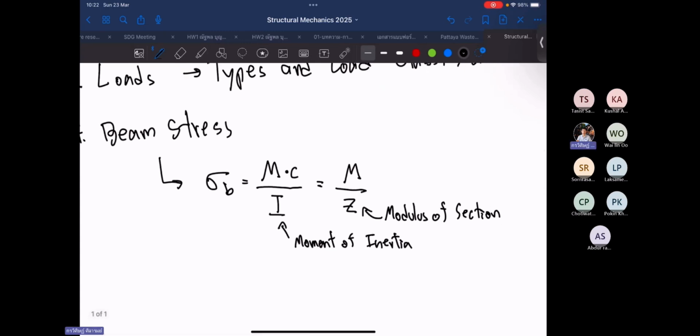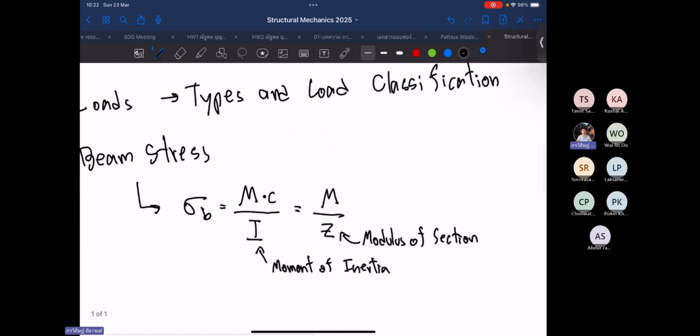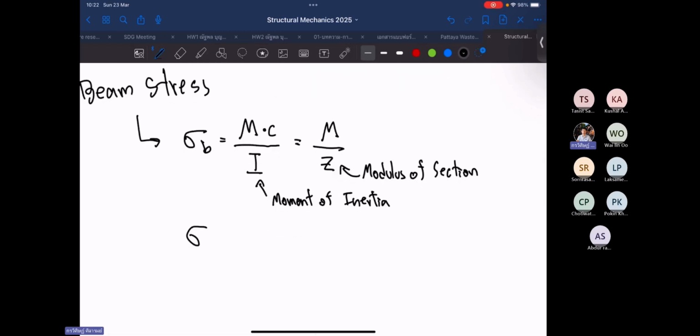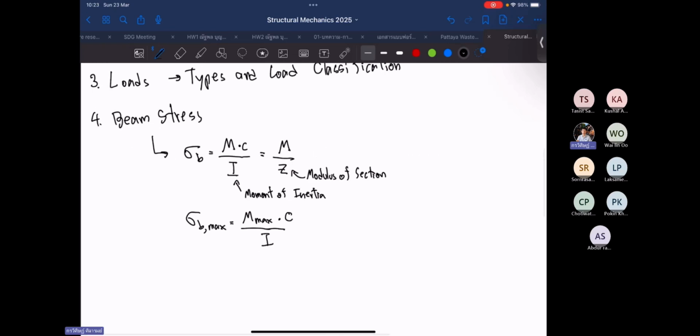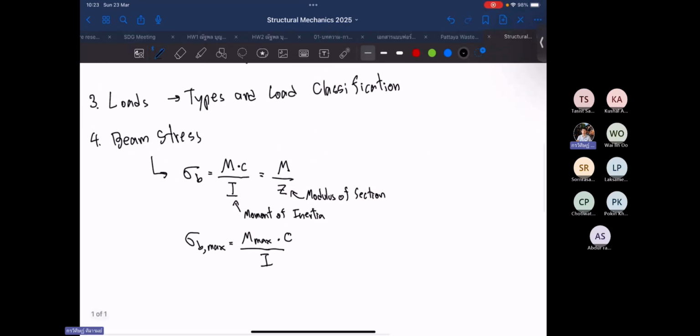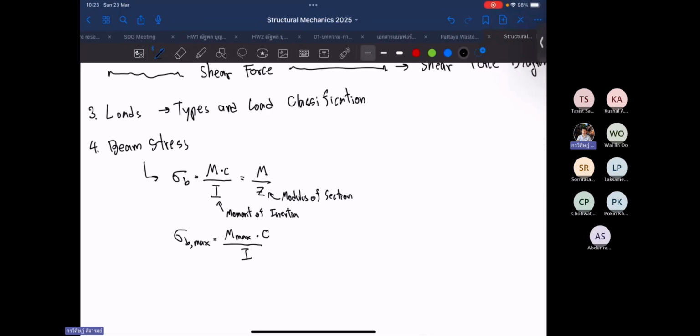Then once you determine the maximum bending moment, you can determine the bending stress. And in design, we use the maximum bending stress equal to the maximum bending moment multiplied by parameter C divided by the moment of inertia I. Okay. Then once you know the maximum bending moment, you can design which section modulus or moment of inertia you would like to use.